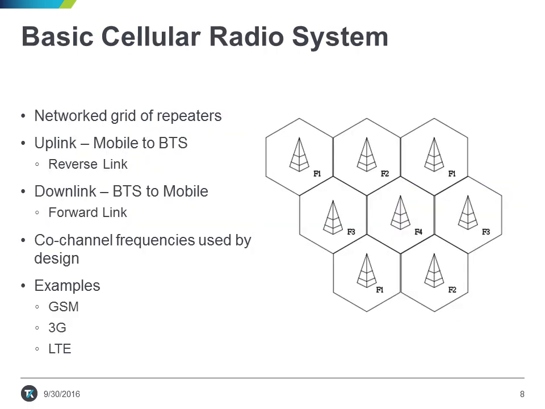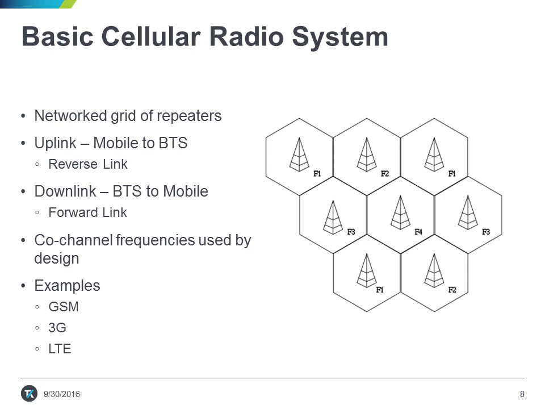Basic cell systems are essentially a network of repeaters. There is some technology or terminology that we have to get used to. In general, the uplink is described as communications between the mobile to the BTS, or the base station transceiver system. The downlink is defined as the BTS to mobile communications.